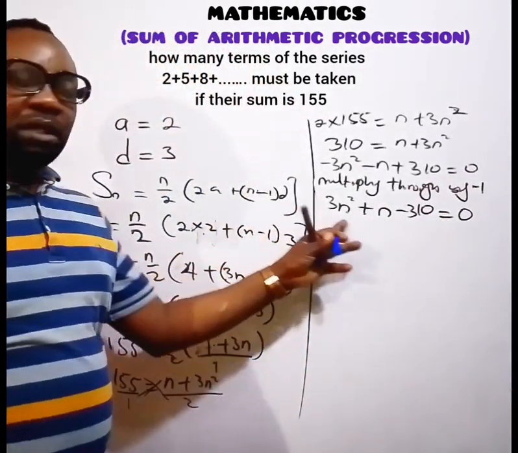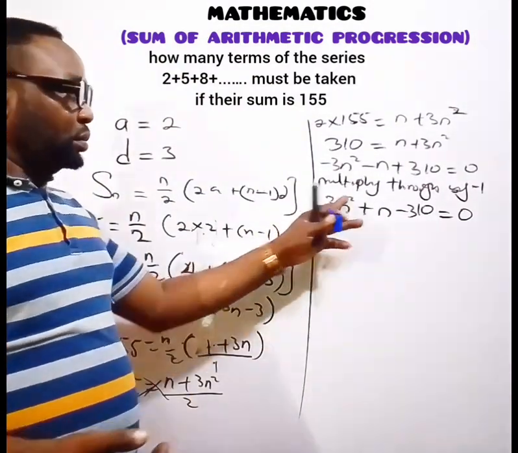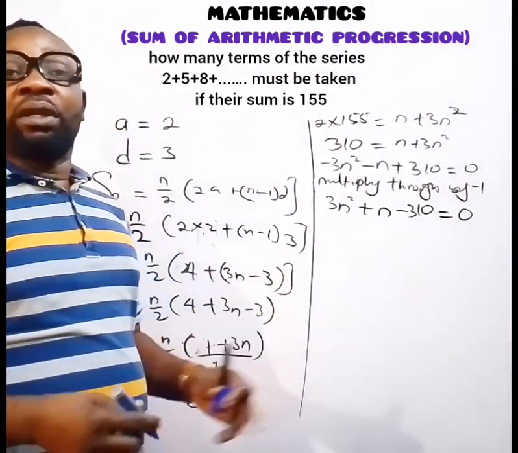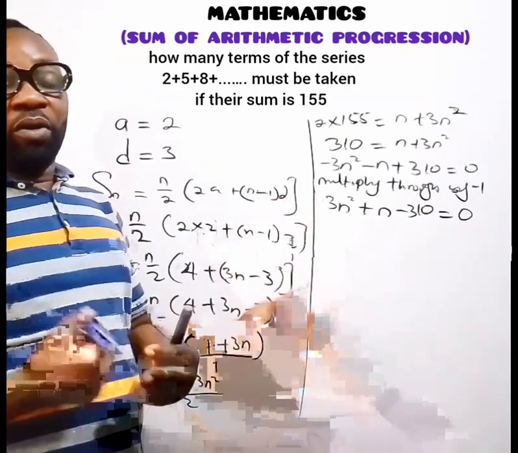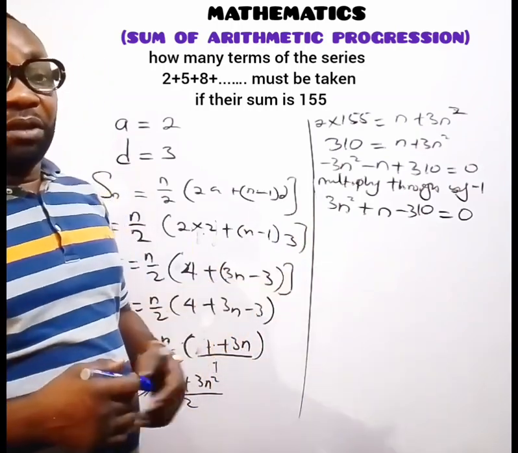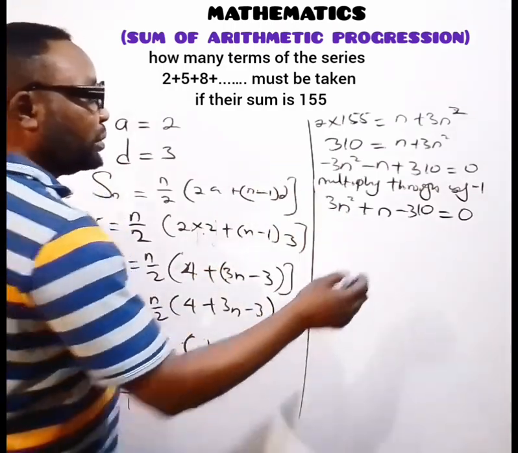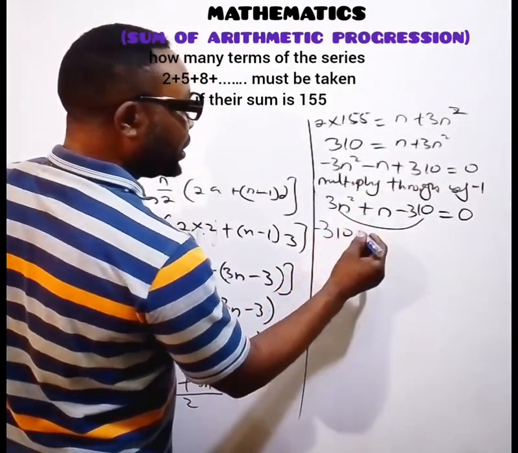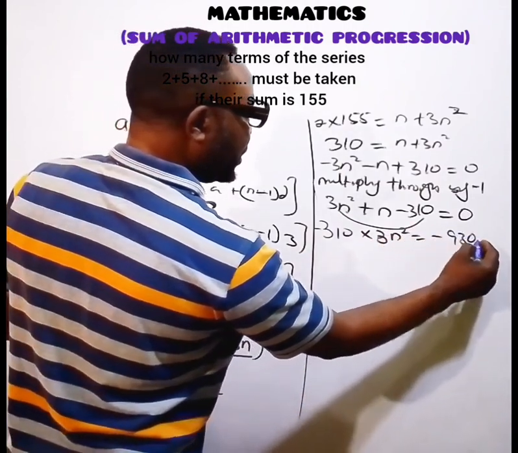Now, you can see that this equation has turned into a quadratic equation because of this square here. Now, how do we solve a quadratic equation? You can either apply the factorization method, or you make use of the completing the square method or the formula method. But I'm going to make use of the factorization method. I'll multiply this by this first: 310 multiplied by 3n squared will give us minus 930n squared.